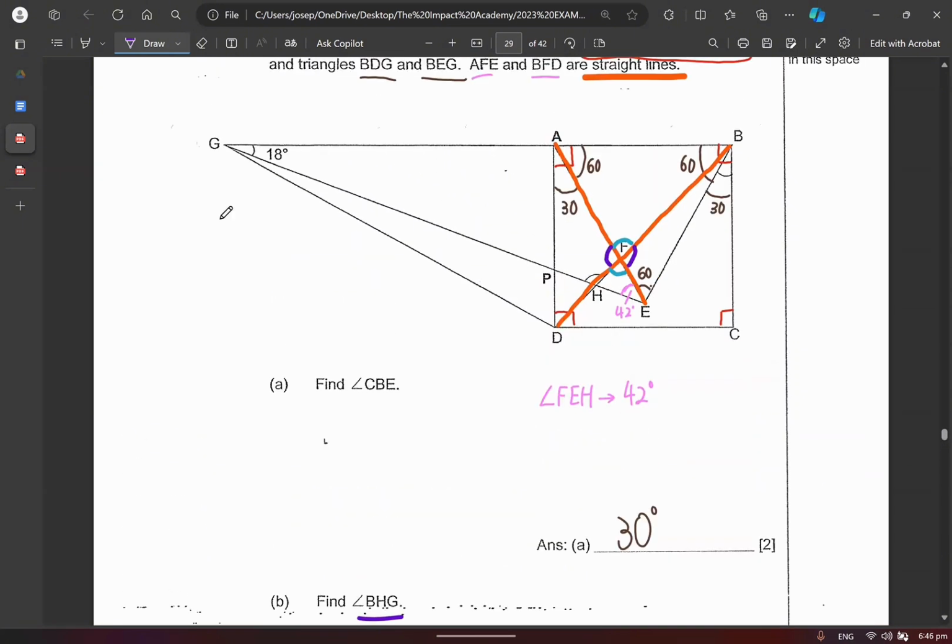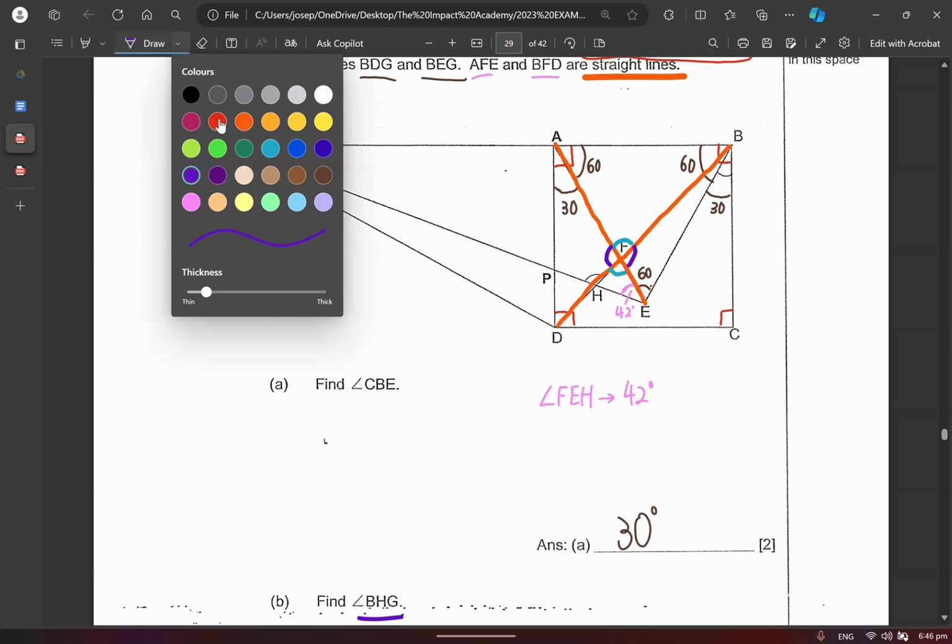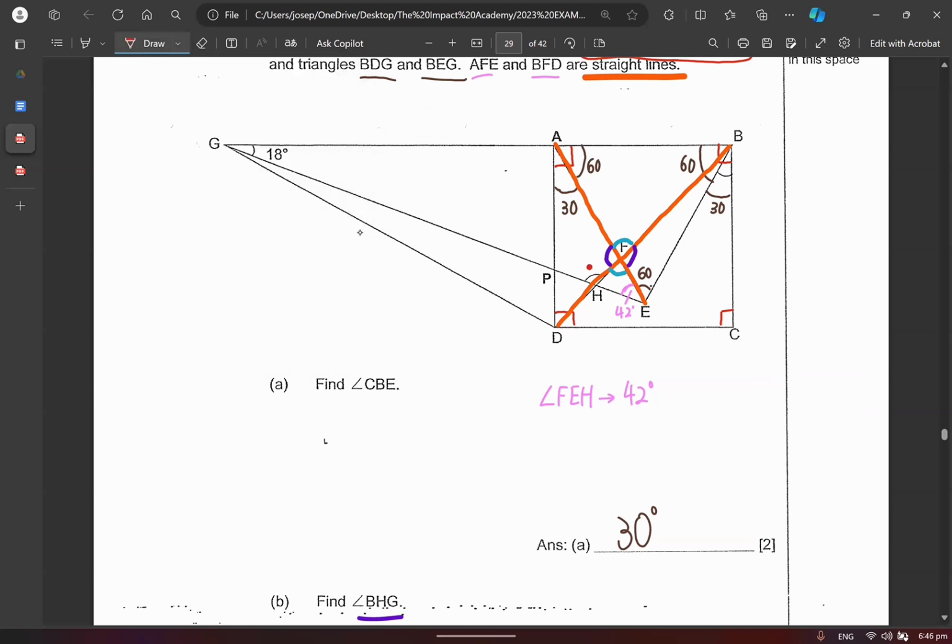Well, the next question they want us to find is BHG. Where is BHG? B is over here, come down to H, go up to G, right? So actually, this is the one that we are trying to find. I just put a dot there. Can you see? Yes. How do I go about that?